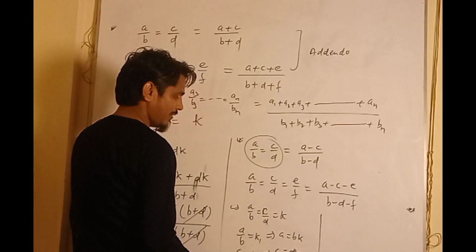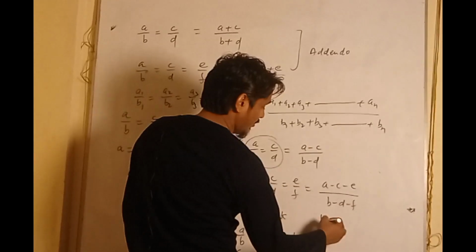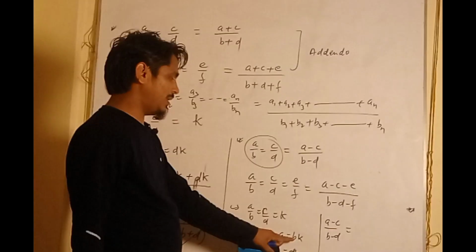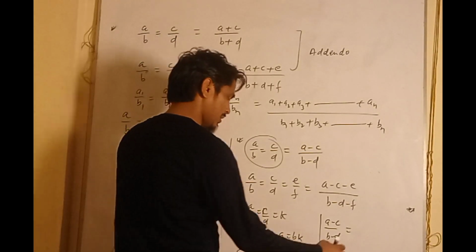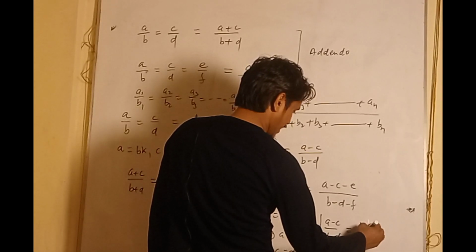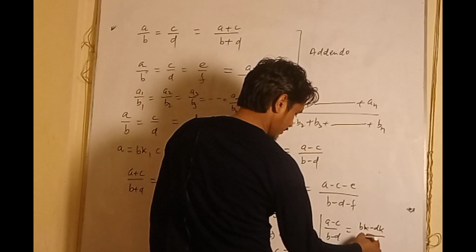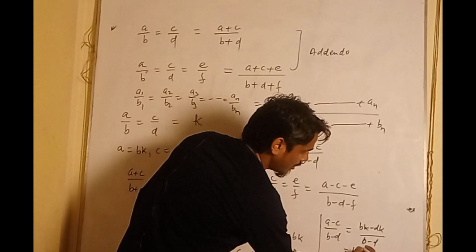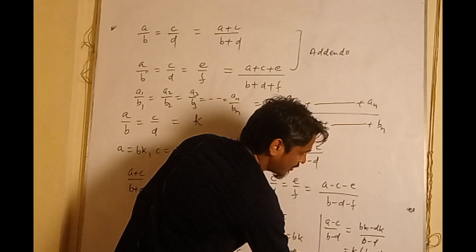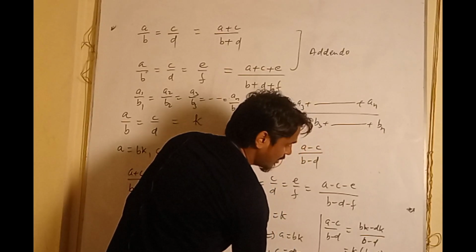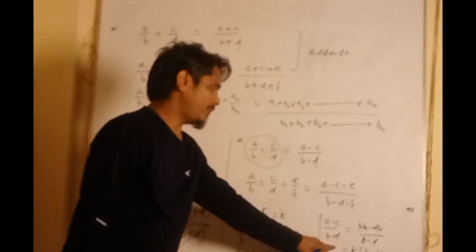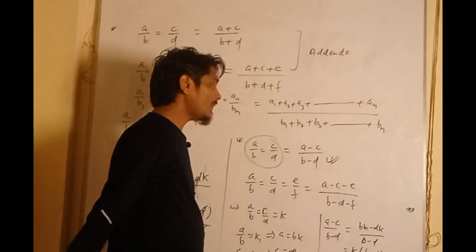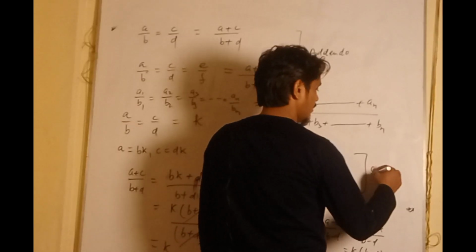Now substituting, we want to evaluate A minus C by B minus D value. So A minus C over B minus D. A value we got as BK, C value we got as DK. So we'll get it as BK minus DK over B minus D. By taking K common, this will be B minus D over B minus D, which got cancelled, means this value A minus C over B minus D is also equal to K. So we can write this. This we call as subtrahendo.